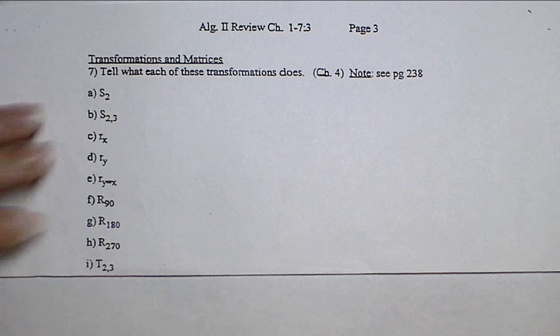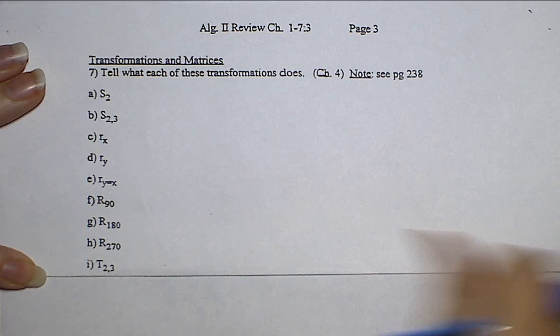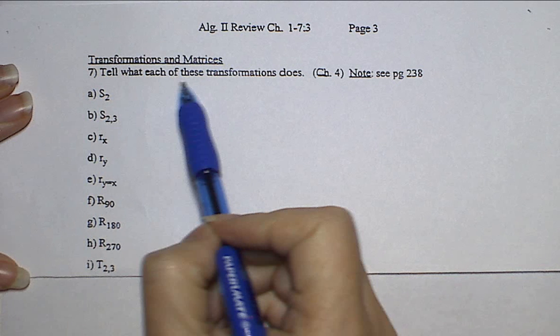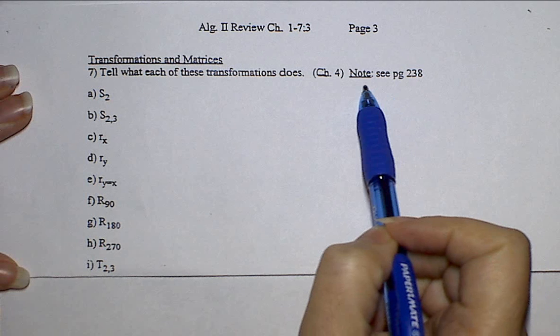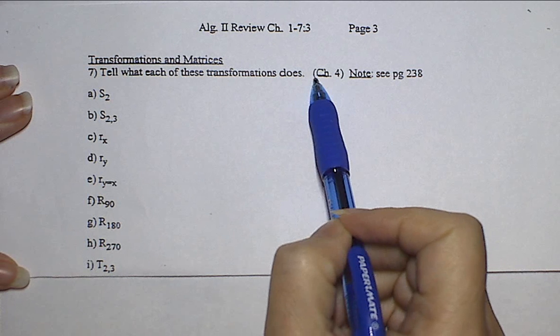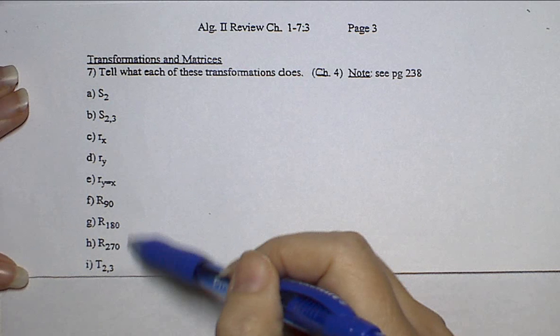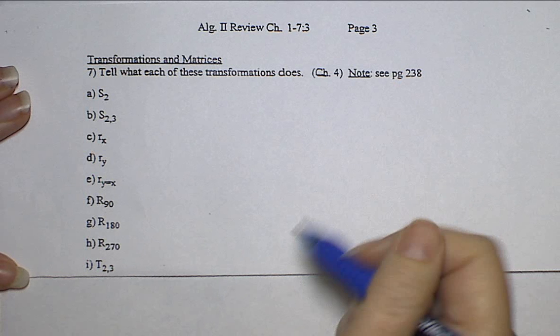Alright, page 3 of your review sheet. It says tell what each of these transformations do. And again, this is chapter 6, and so you can either understand them, or write them down on your 8.5 by 11 sheet, or whatever you want to do.